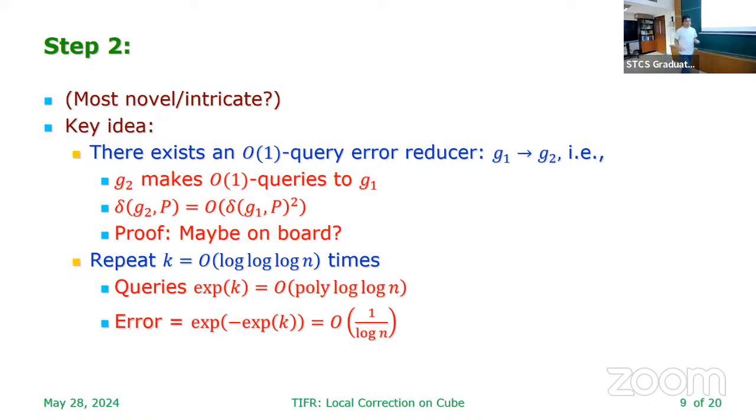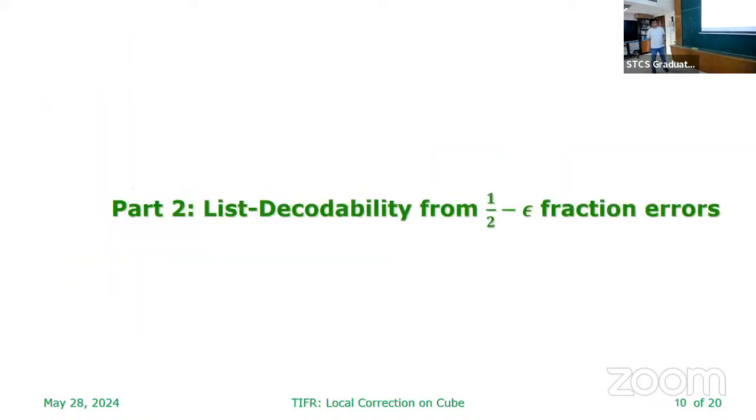Okay. So that completes the picture of the decoding for the 1/4 errors. So I should stop at 3. Okay, sounds good. So I'll give you a little bit of ideas about what happens in the half fraction errors.